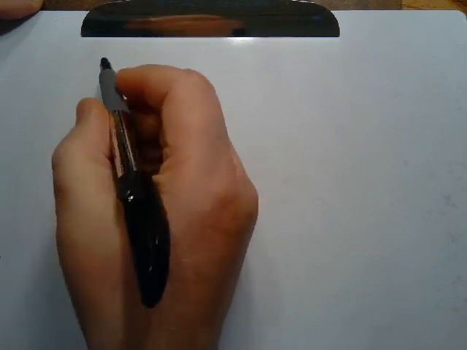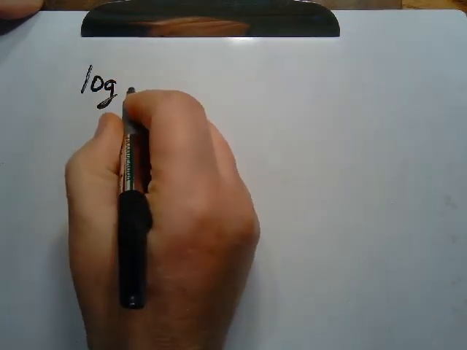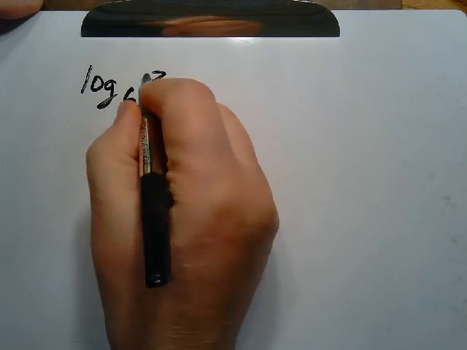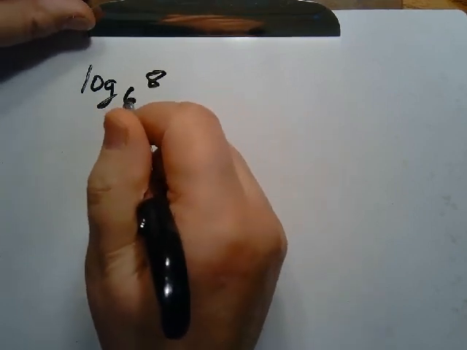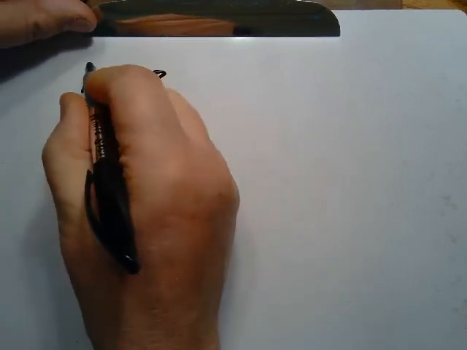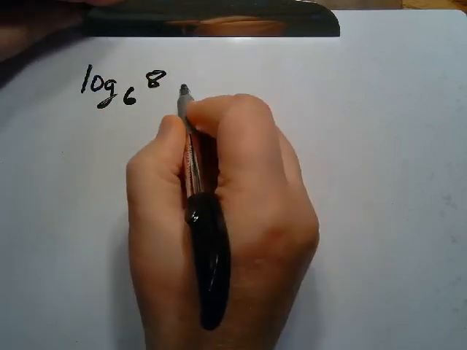All right. Now you notice there were no other log buttons on there with different bases. So how do you take the log of something with a different base? Let's say log base 6 of 8. Okay? Log base 6 of 8. Well, we don't have a button for log base 6, but there actually is a conversion formula. I'm going to show you how that formula is derived.